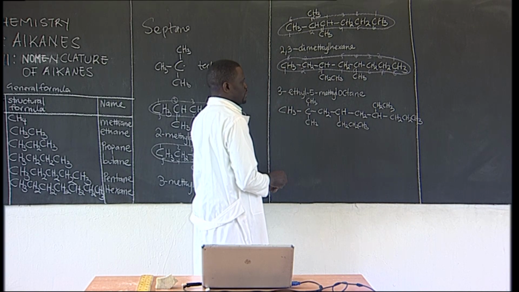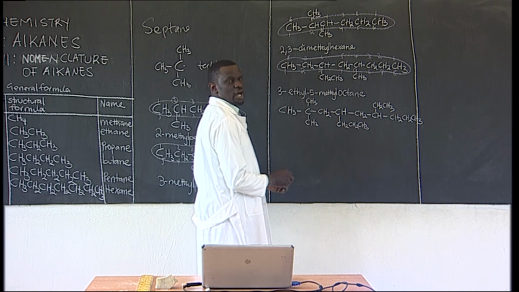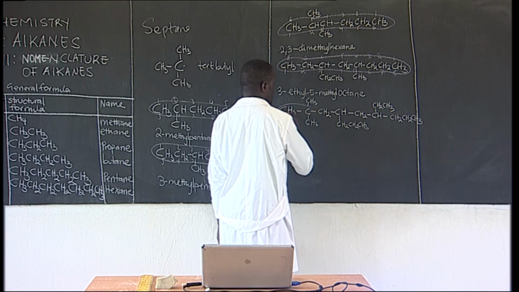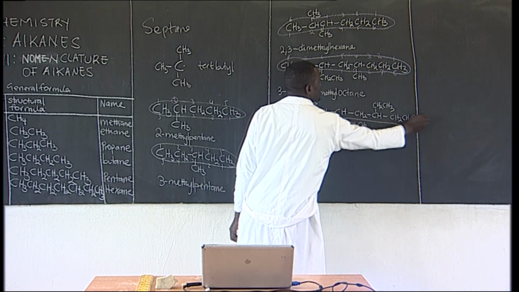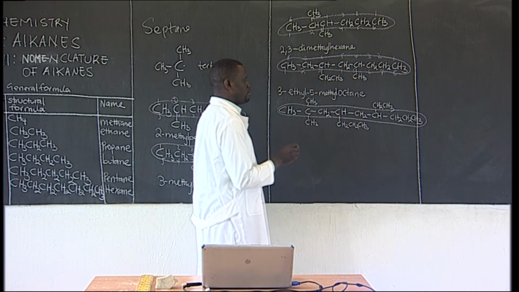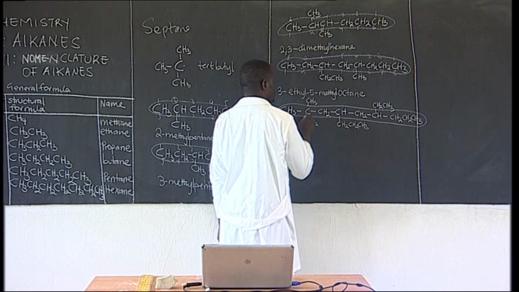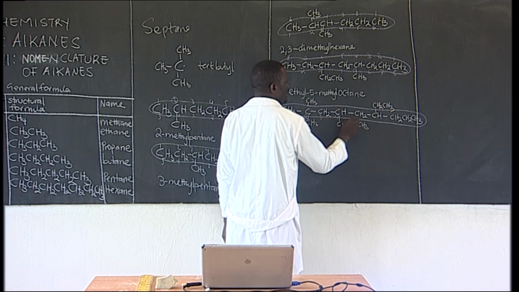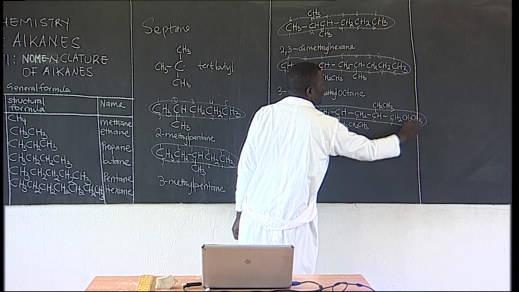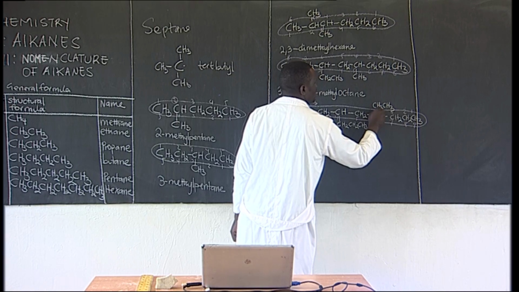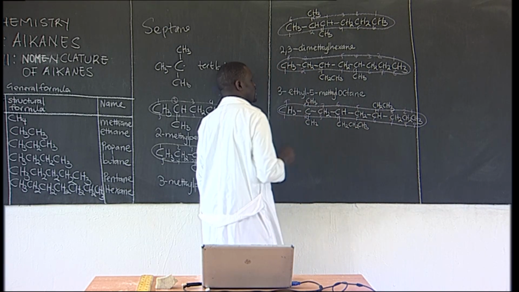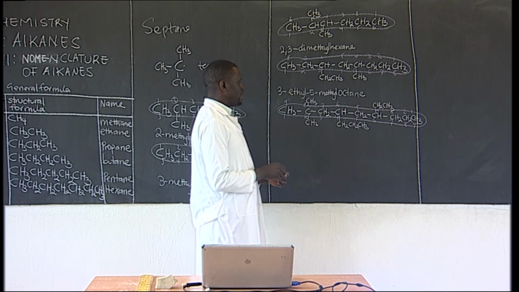So you see, now we are going to choose the longest possible chain. This is our longest possible chain. After we label the carbon atoms, we say 1, 2, 3, 4, 5, 6, 7, 8, 9, giving the branched carbon atoms the lowest numbers possible.